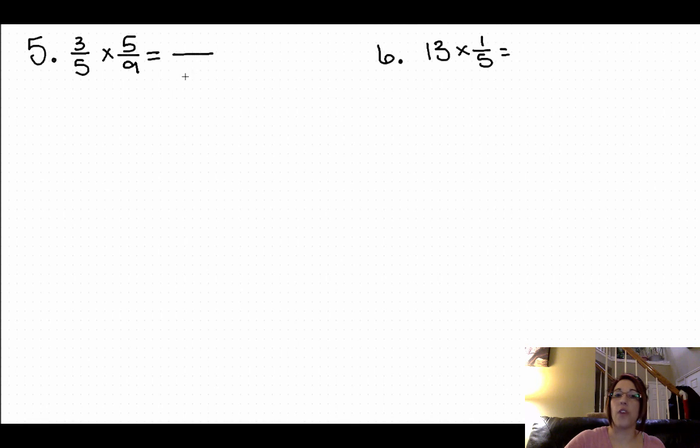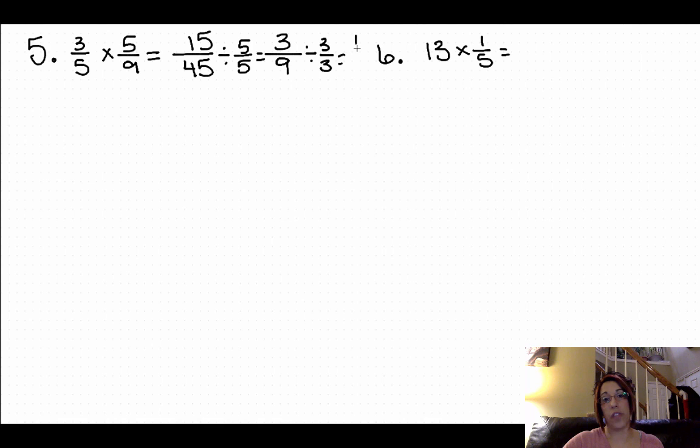Welcome back. Let's go ahead and solve these problems. So 3 times 5 is 15. 5 times 9 is 45. I know that 15 will go into 45. If I didn't know that factor, I would try 5s first. 5 times 3 is 15. 9 times 5 is 45. 3/9. I know that 3 will go into 9, so I'm going to divide by 3 and get 1/3.